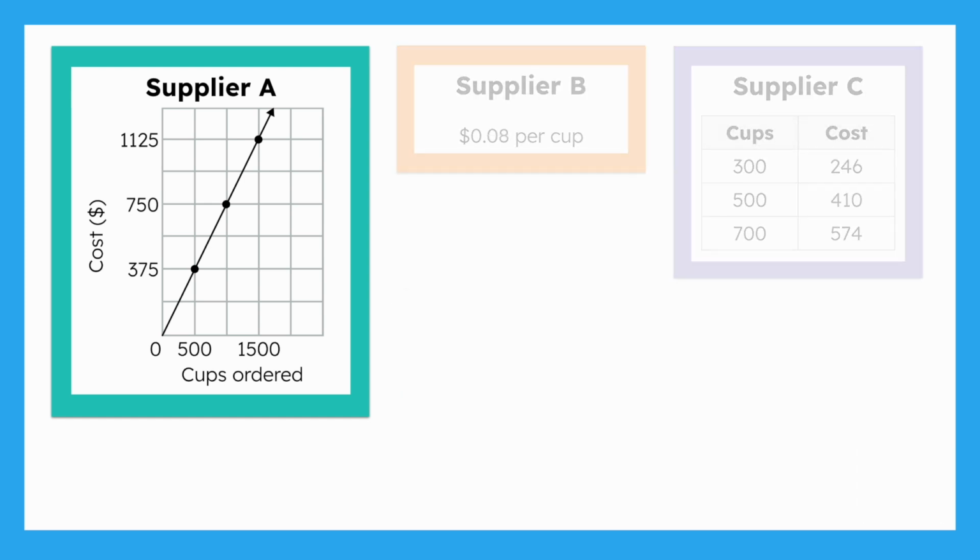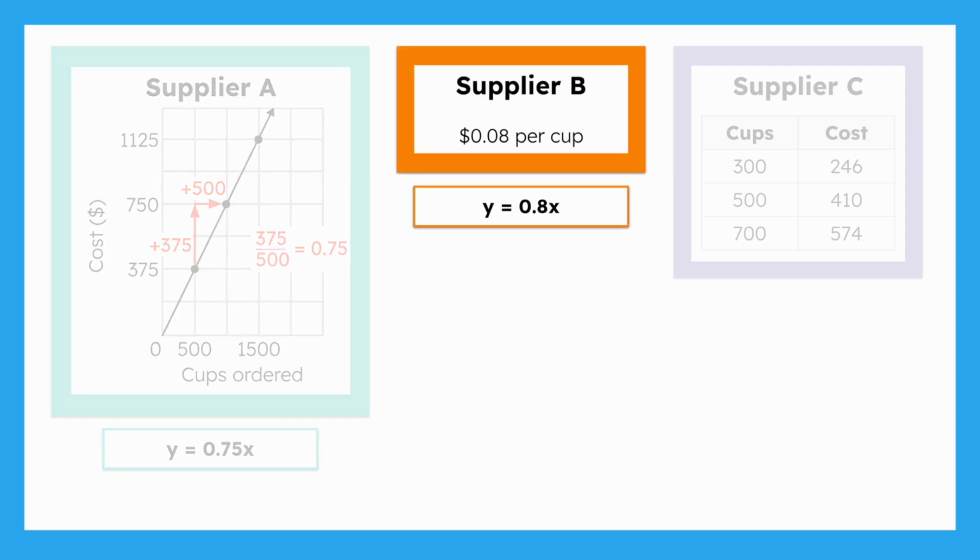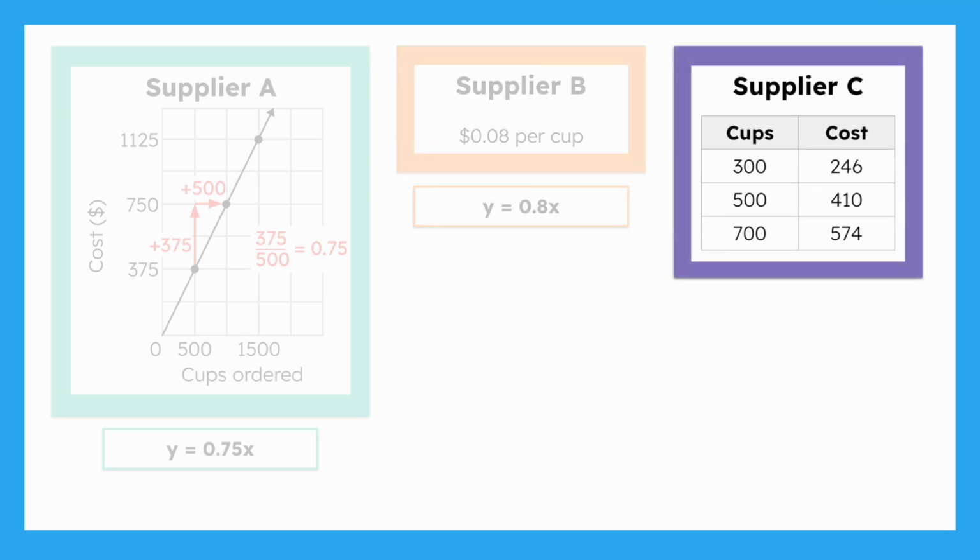For supplier A, the graph shows a slope equal to 0.75, or 75 cents per cup, modeled by the equation y equals 0.75x. Supplier B can be modeled by the equation y equals 0.8x. And finally, this table from supplier C shows a rate of 0.82, or 82 cents per cup, modeled by the equation y equals 0.82x.